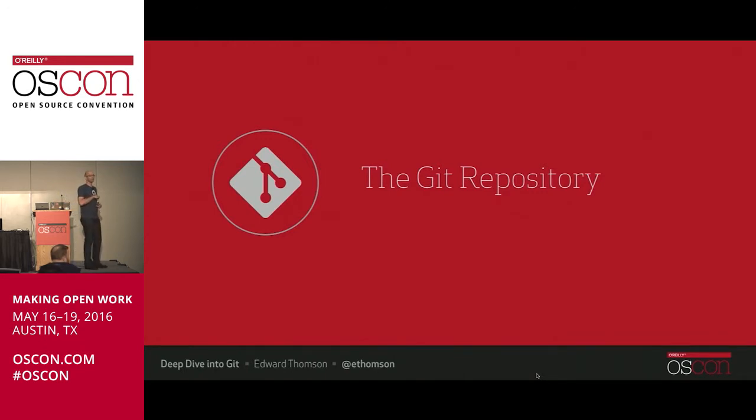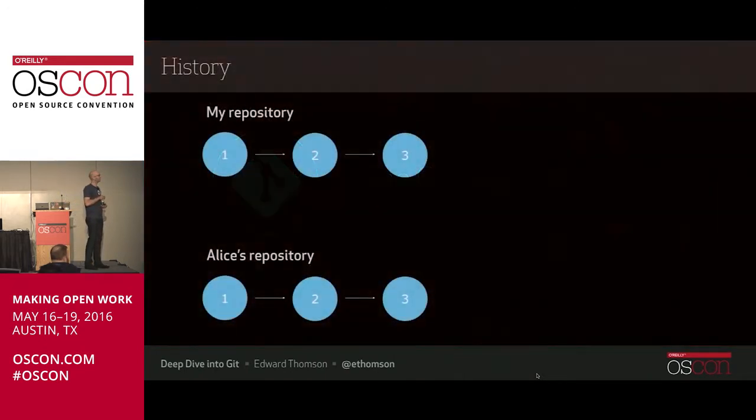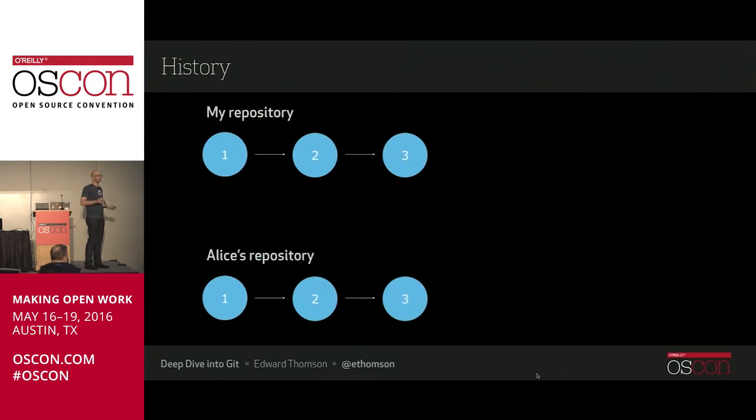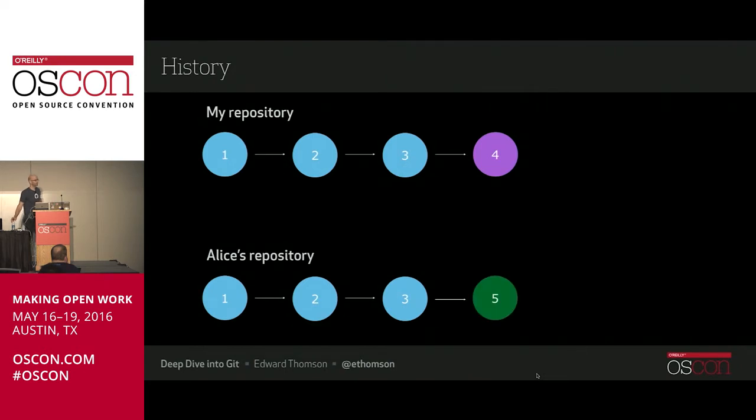Just to take a really simplistic example, let's say I'm working with my coworker Alice, and we both cloned a repository at the same point in time. So we've both got all these changes, commits 1, 2, and 3. If I make a change and check it in, I'll get change set 4. If Alice makes a change and checks it in, she'll get change set 5. Again, these are only on our local repositories.